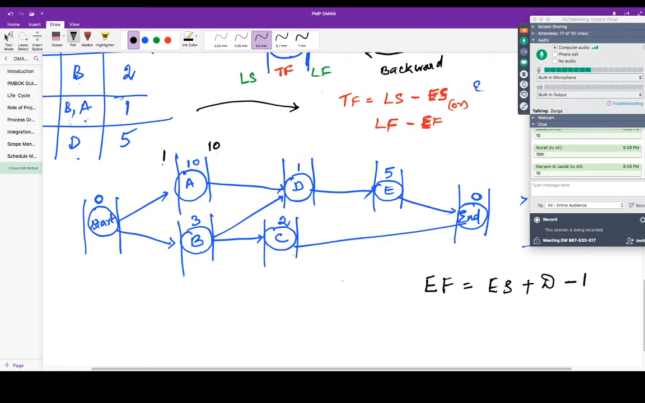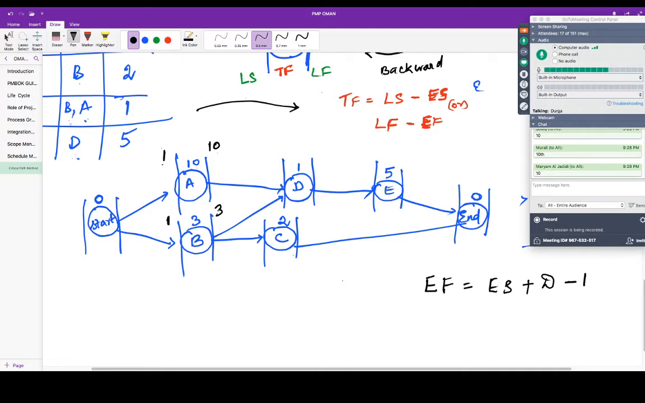Now look at activity B. Activity B also you are starting on the first day. So 1 plus 3, 4. 4 minus 1, 3. If you are starting it on the first day, how early can you finish without any delay? You are using only the duration. So how early can you finish? Third day, correct? That's the meaning of early start and early finish. You understand?